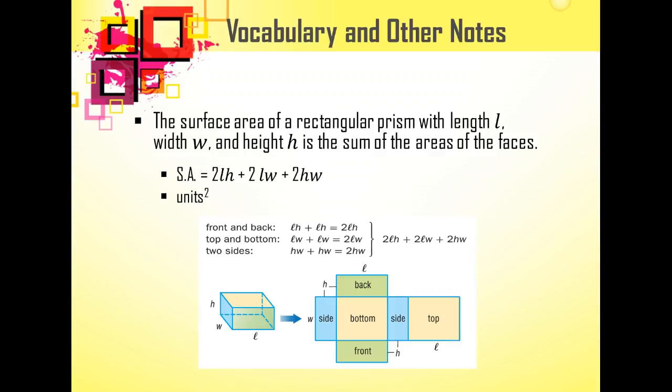Therefore, we need to only find the area of either the top or the bottom, either the front or the back, and either one of the two sides. Then we can multiply each one of those things times 2 because there are 2 of each piece. Since a rectangular prism can be turned any direction, we don't have to worry too much about which sides we label with length, width, and height. We just have to make sure we account for the areas of all the pieces. Let's take a look at some examples.